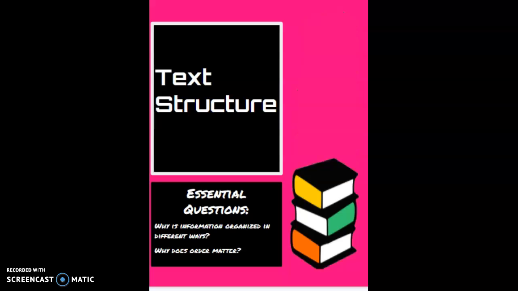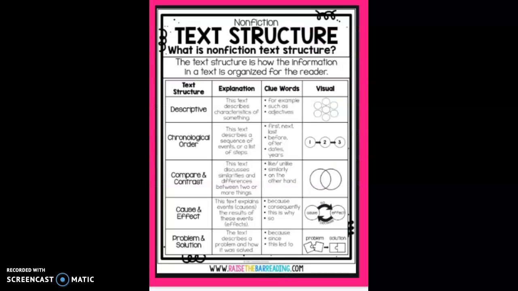Hello, third grade, and welcome to our reading skill for today. For the past 2 weeks, we have been looking at text structures, how texts are organized for the reader to help them better understand. We looked at chronological order, how it can be ordered in time: first, next, last. There can be dates that are ordering the text, and that is so the author can describe a sequence of events or a list of steps.